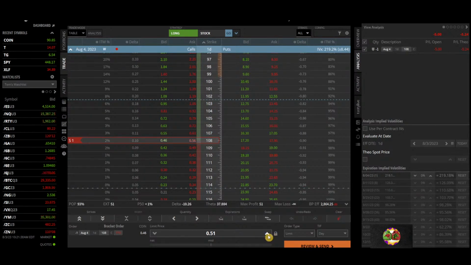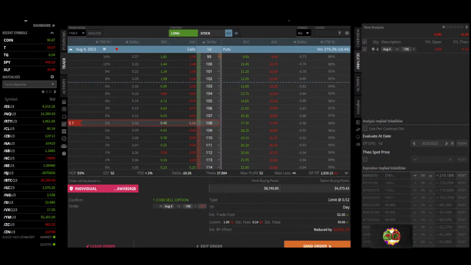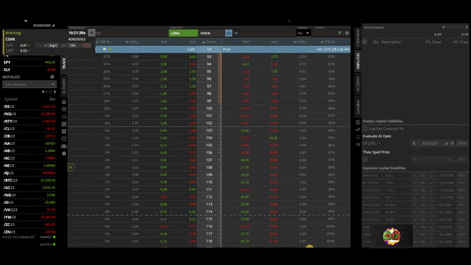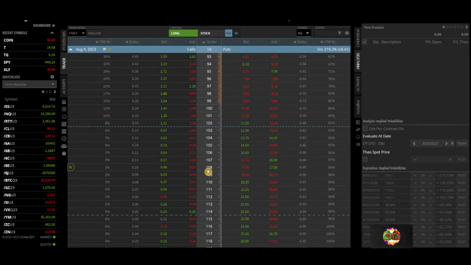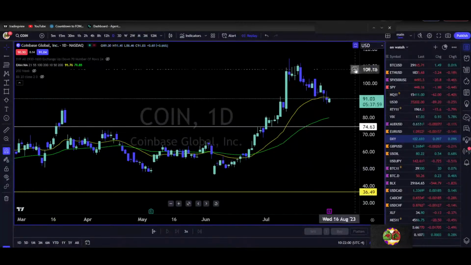Let's see if we can get filled at. Yeah. Nah, let's not be cute. 52. Send order. I'll close those other trades out if it fills. That's the 108. I meant to do the 107, but that's good. That's okay. A 108 puts us a little bit further away. The further away you are, the better. I mean, that means price has to stay under.